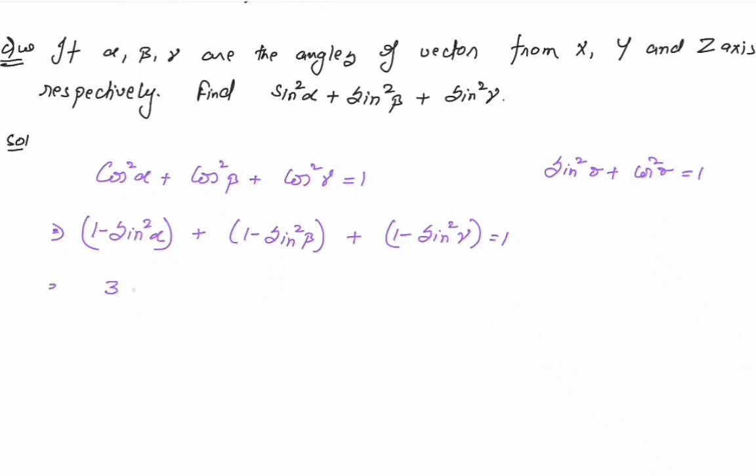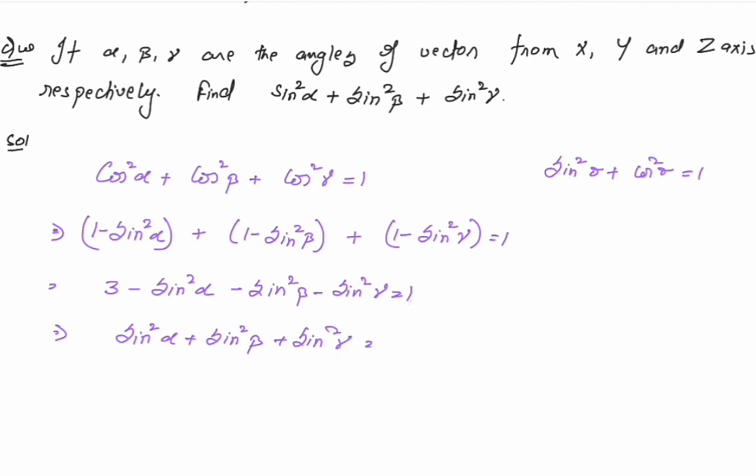Now here, 3 minus sin square alpha minus sin square beta minus sin square gamma is equal to 1, just I have opened the bracket. Now solve it, you will get sin square alpha plus sin square beta plus sin square gamma is equal to 3 minus 1. This is the value of the given expression. This is the final answer, 2.